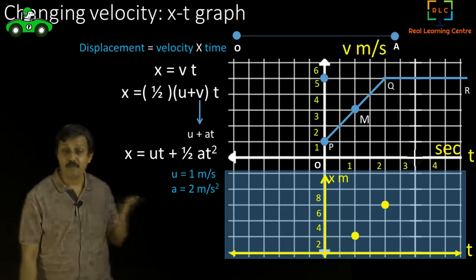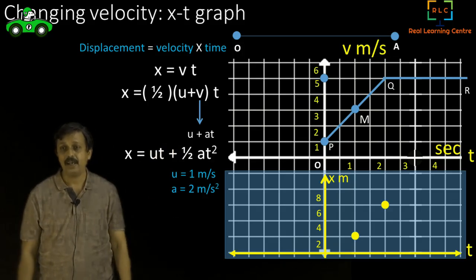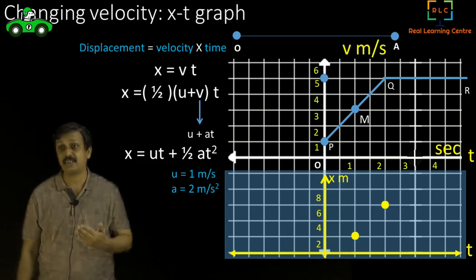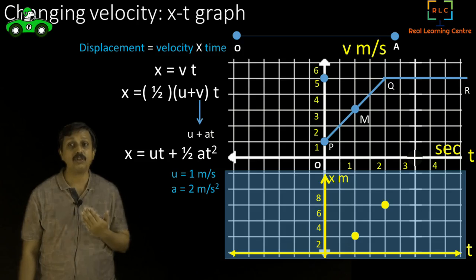Now these two points, you can put more points in the middle. Give 0.5, 1.5, all that you can put. And then if you join them, how do they look? They don't look like a straight line. So what do they look like?